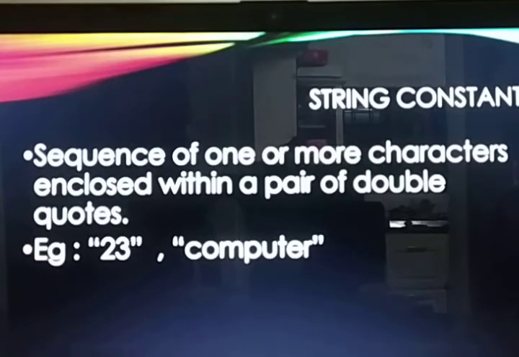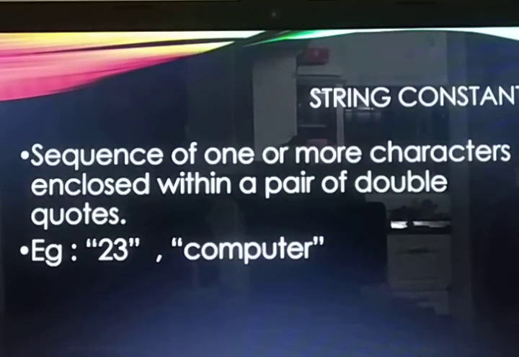And the fourth constant is the string constant or string literal. String literals are literals where we have multiple characters enclosed within a pair of double quotes. It can be a word, a sentence, or a digit. So whatever is enclosed within double quotes is known as a string constant.